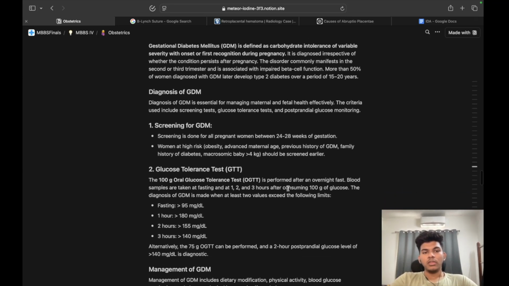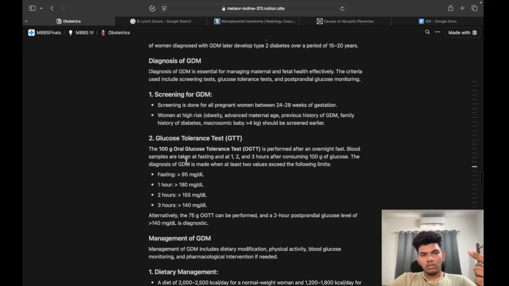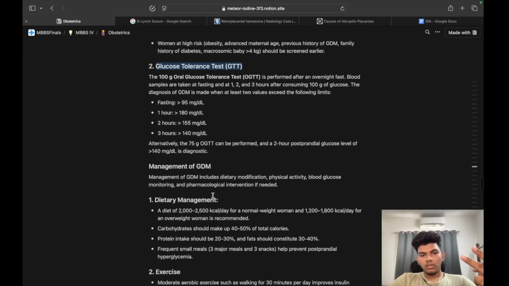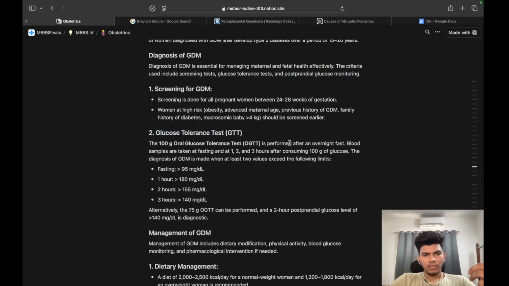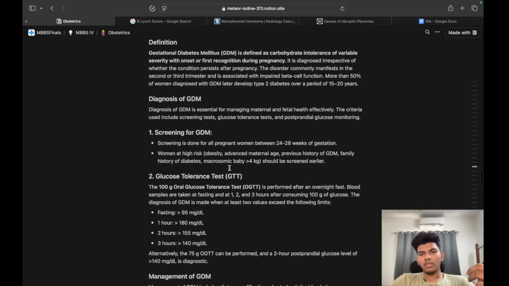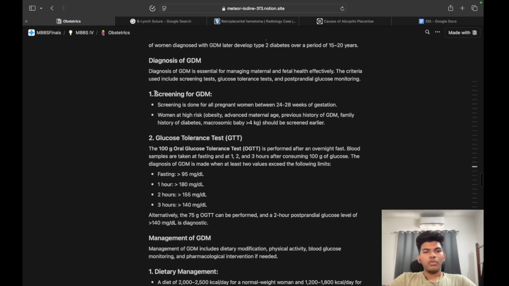Coming to diagnosis. Diagnosis is essential for managing maternal and fetal health effectively. The criteria used include screening tests, glucose tolerance tests and postprandial glucose monitoring. So first one, screening.